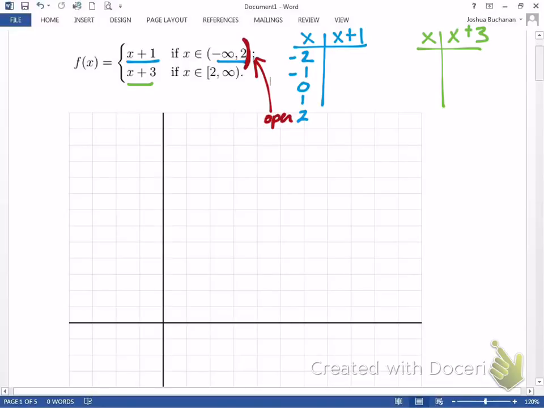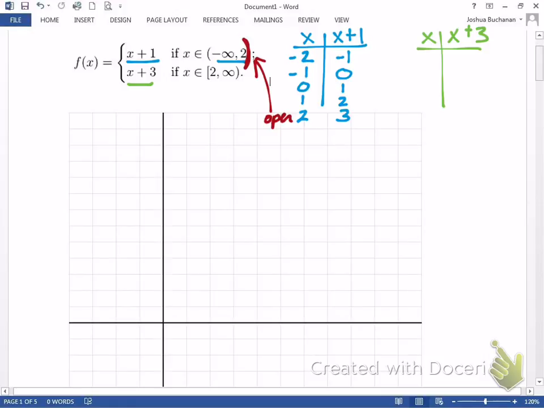So you substitute the x values into the function rule. So negative 2 plus 1 is negative 1, negative 1 plus 1 is 0, 1, 2, and 3. And then we take our graph and plot those points.